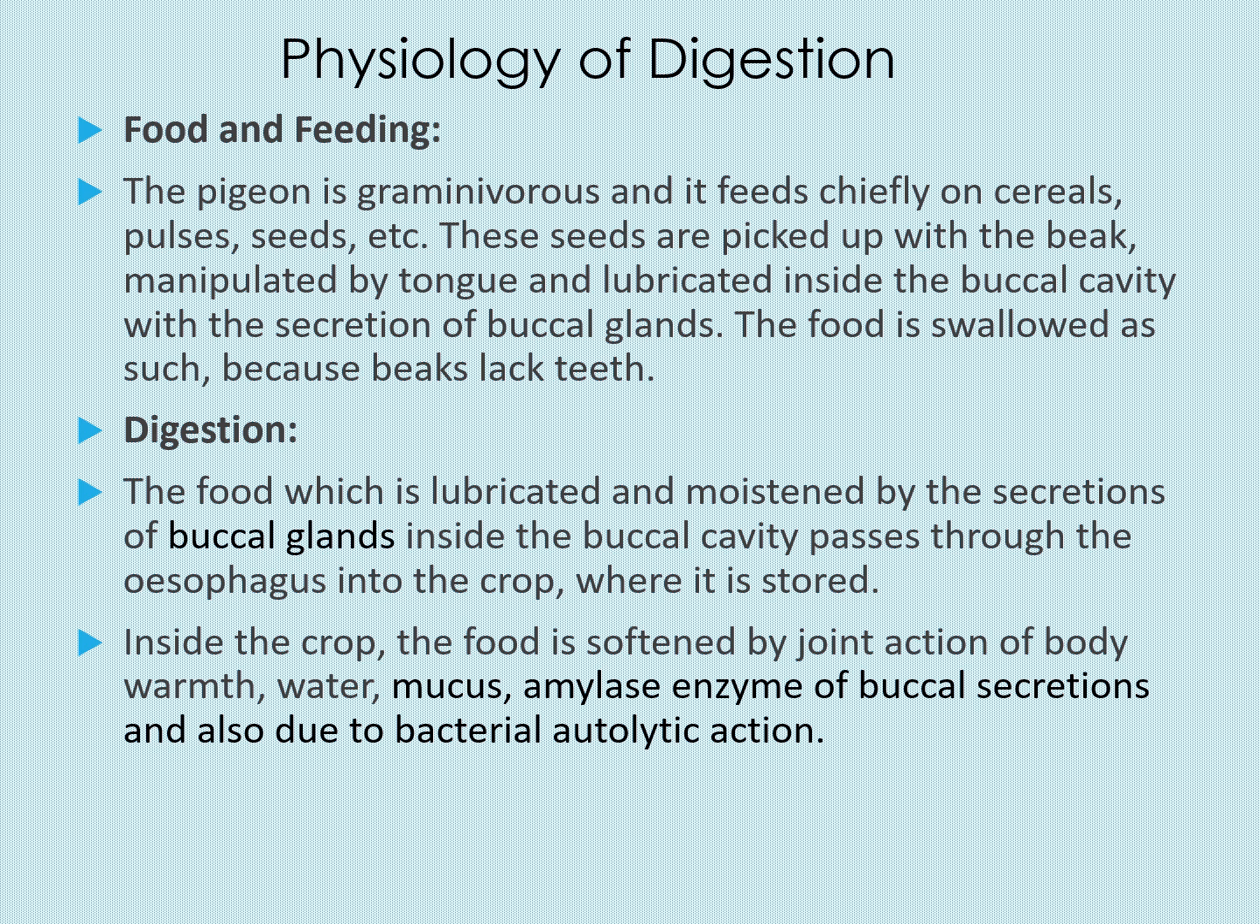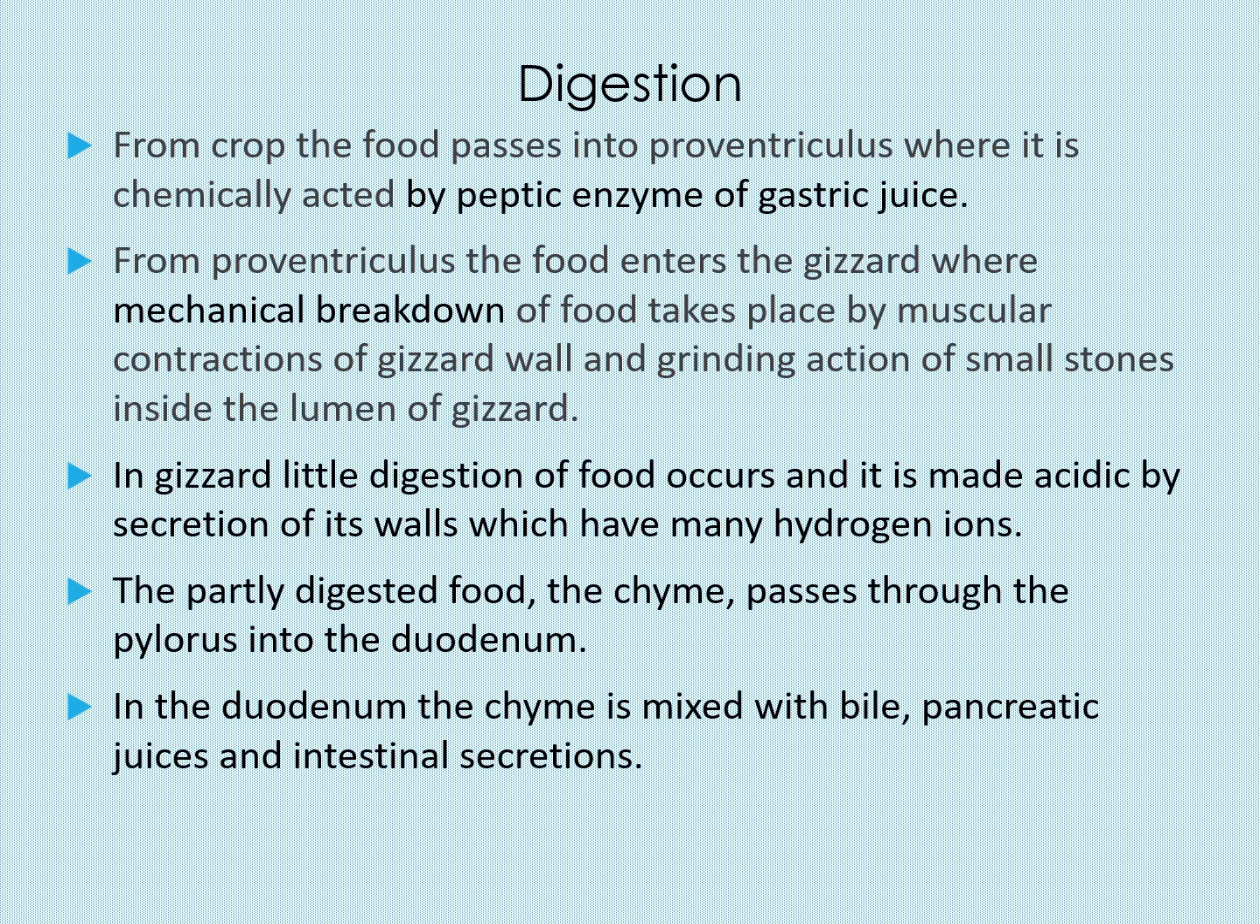The food, which is lubricated and moistened by the secretion of the buccal glands inside the buccal cavity, passes through the esophagus into the crop, where it is stored. Inside the crop, the food is softened by the action of body warmth, water, mucus, amylase enzyme of the buccal secretions, and also due to bacterial autolytic action.